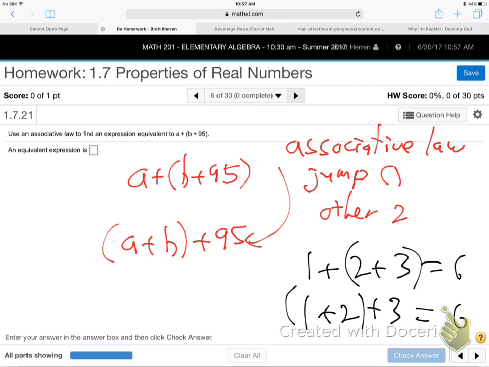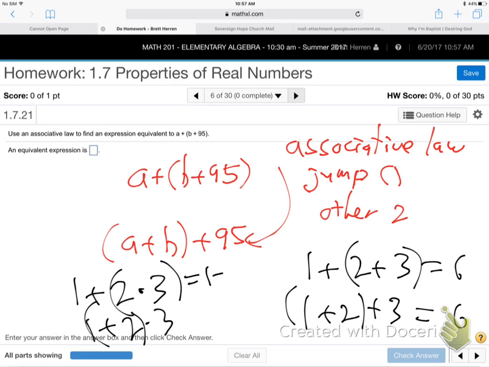Now, it's not true in every situation, right? If I had 1 plus 2 times 3, putting the parentheses at the back or in the front would be different, wouldn't it? What would this be? This would be 1 plus 6, 7. This would be 3 times 3, 9. Be different, wouldn't it? The associative law wouldn't be true for that setup where you've got some multiplication and some adding. But if it's all just adding, the associative law is true.